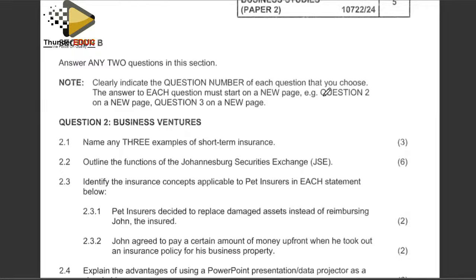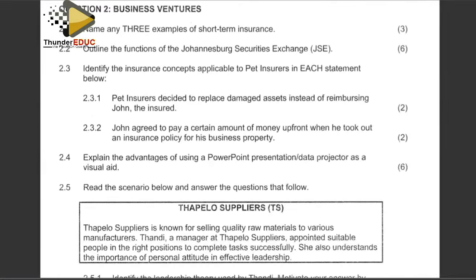For example, we have question 2 on a new page, question 3 on a new page, question 4, 5 on a new page, and the likes. Okay, right. So now let's check how our question 2 appears. Question 2 is in line with business ventures. So now 2.1 reads as follows.